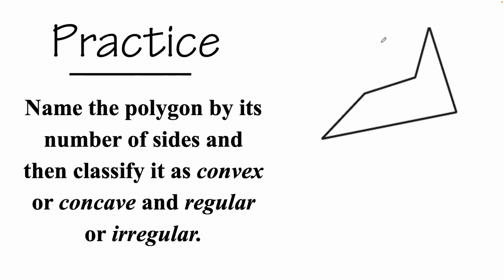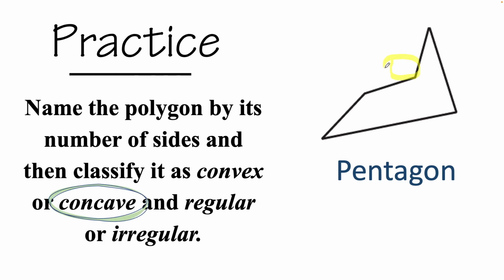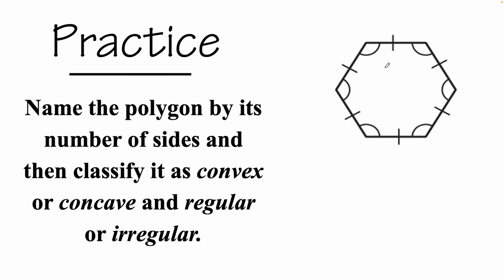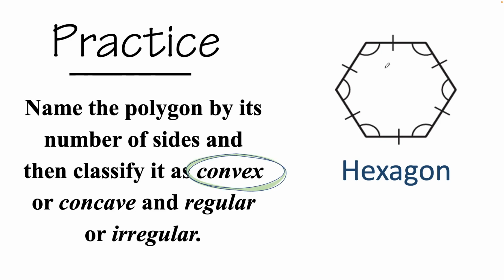Okay, what about this one? It's got 1, 2, 3, 4, 5 sides, so that's a pentagon. It's got a big old dent right here. It's caved in, so that's concave. And it's super irregular. It's all kinds of wonky. And then this last one, what do you think? It's got 6 sides, so that's a hexagon. All the sides are the same, all the angles are the same, there's no dents, there's no caves, so we've got a convex regular polygon.